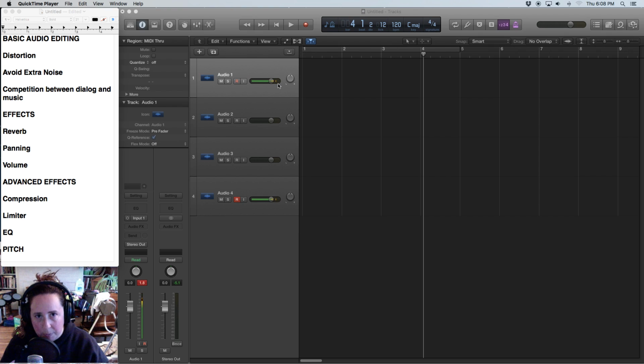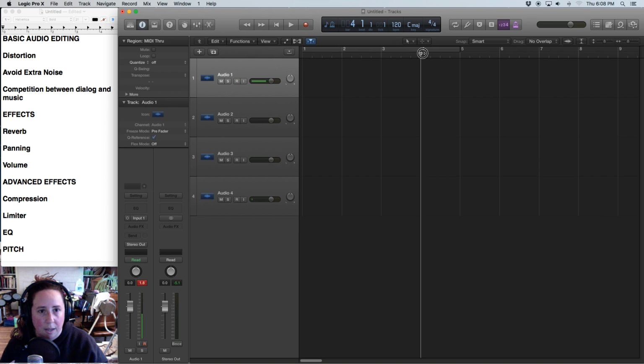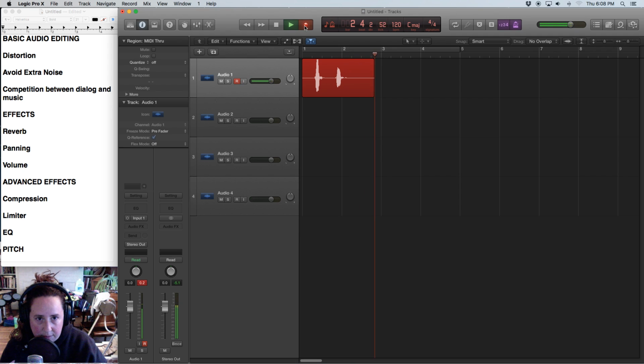Ideally, you want to keep it in the yellow, but once you get past the red, what happens is something called clipping. And I'll just show you what happens right here. So what we're going to do is I'm going to enable this. I'm going to record. And we're just going to do some testing. So test, test, test, test.